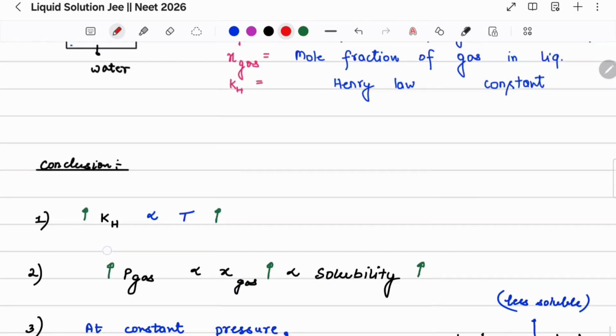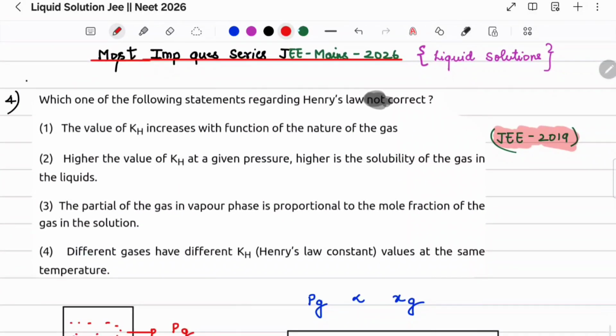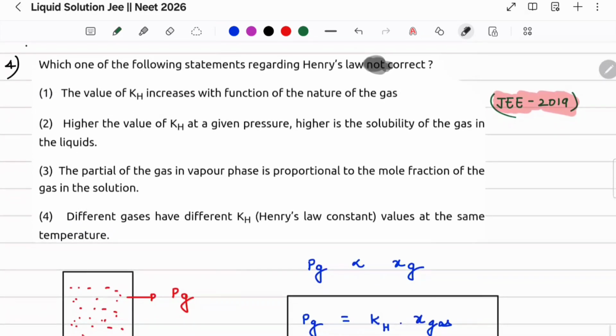Now you check it. I will show you these options. First option, they are telling that the value of KH increases as a function of the nature of gas. Nature of gas is going to change, so KH will also change. So first is right only. Come to the second option. Higher the value of KH at given pressure, higher is the solubility of gas in liquid. Definitely it is wrong. They are telling that if KH is high at constant pressure, solubility will be higher.